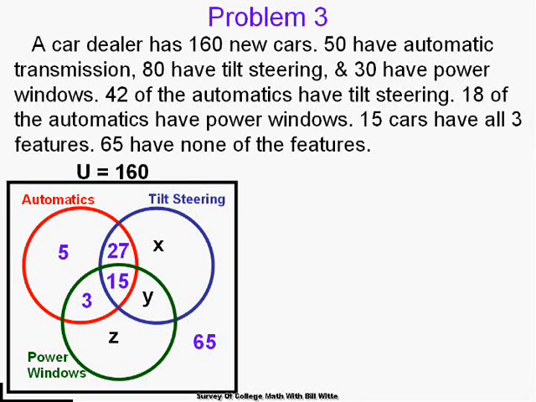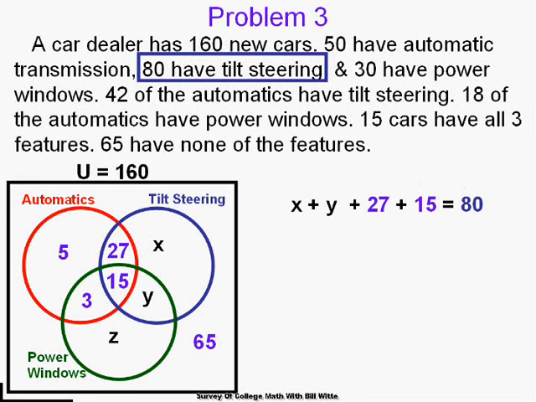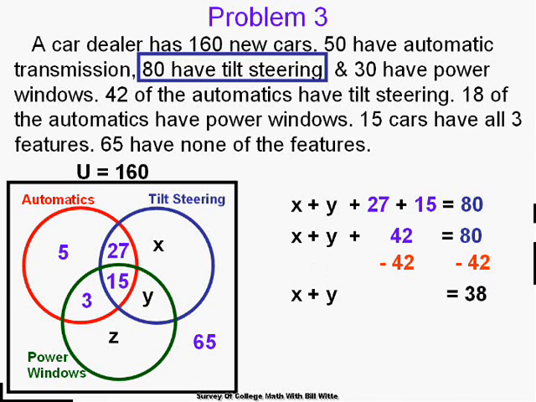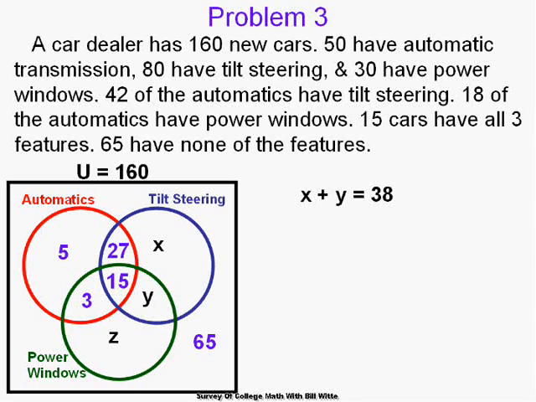Well, let's see. I know how many tilt steerings I have. There's 80. So I'm thinking x plus y plus 27 plus 15 has got to be 80. There's one equation. In other words, x plus y plus 42 is 80. Let me subtract and simplify this equation. And I've got one equation. x plus y is 38. Okay. Well, I need a couple more equations. I know I have a 30 total for power windows.